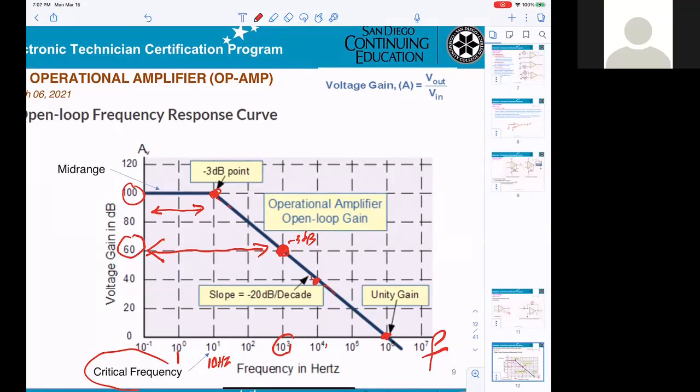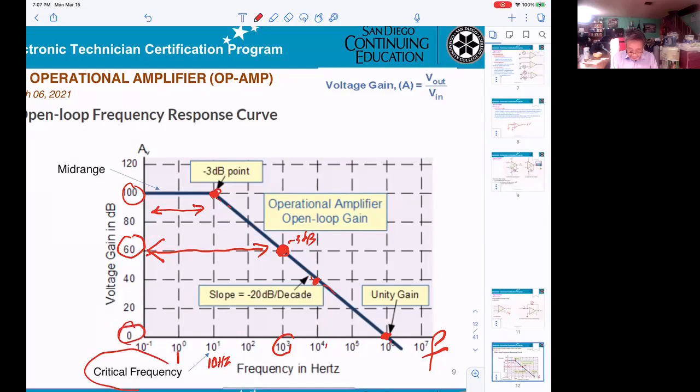Unity gain: gain equals 1, and the dB equivalent equals 0. So that's what you're looking at here. At unity gain, when you look at it in dB, it will be 0. Unity gain means input and output are the same. You have not lost anything.